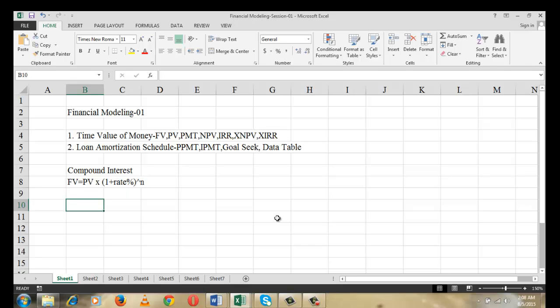More or less, we use a formula like amount is equal to principal into (1 plus r percent) to the power n. So here, instead of amount, I can write FV. FV means future value of money, PV means present value of money, R is your rate of interest, by which your value of money is multiplying, and N is the time period.